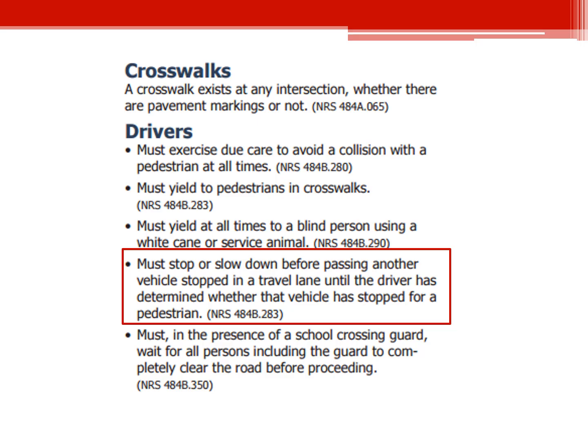There's also laws that apply to drivers in regards to pedestrians. Drivers must yield to pedestrians in crosswalks. They must yield at all times to somebody with a visual impairment who's using a cane or a service animal. And the one here in the box is very interesting. Drivers actually are supposed to stop or slow down before passing another vehicle that's stopped in a travel lane until the driver has determined whether or not the vehicle is stopping for a pedestrian.